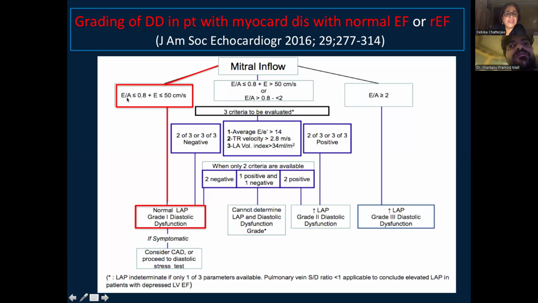If E by A ratio is less than or equal to 0.8, along with E wave velocity less than or equal to 50 centimeter per second, straight away you can see it's a grade 1 diastolic dysfunction with normal LV filling pressure or normal LA pressure, more or less same it is. So you don't have to go to the further detail. You can see, but we always do to double check. But you can say if you get this pattern that the patient is having grade 1 diastolic dysfunction.